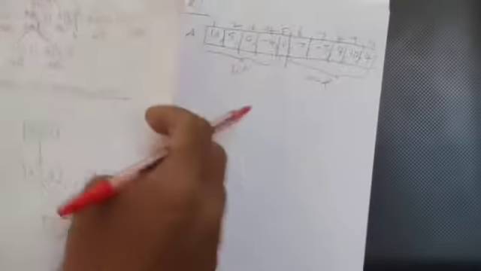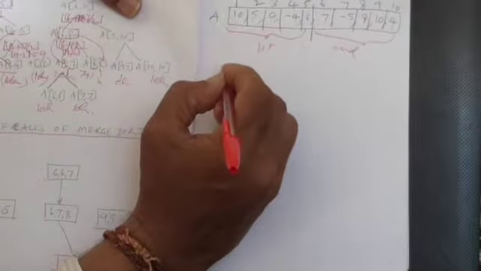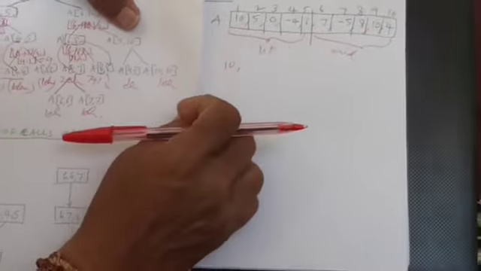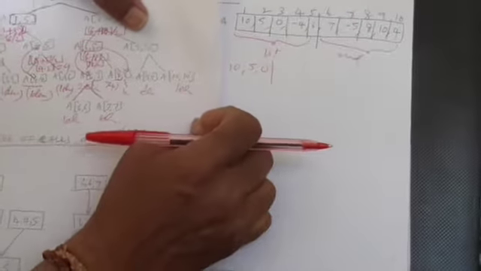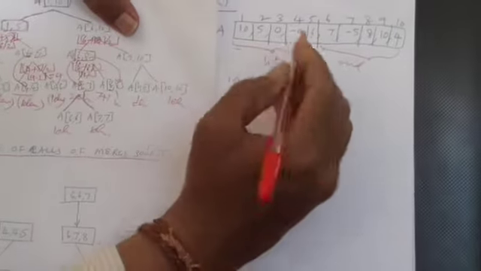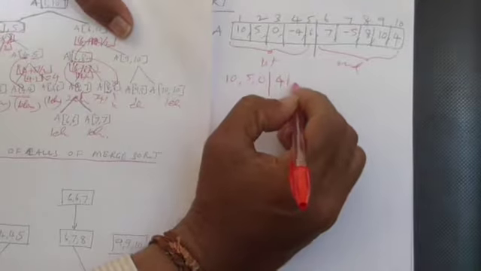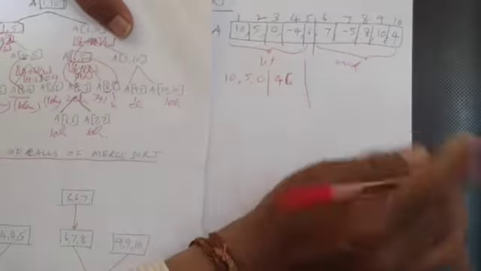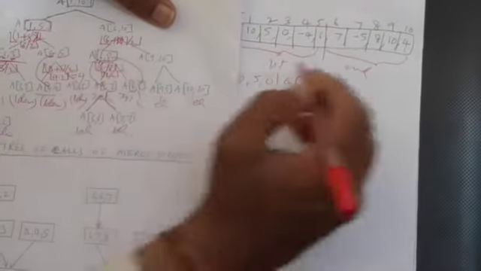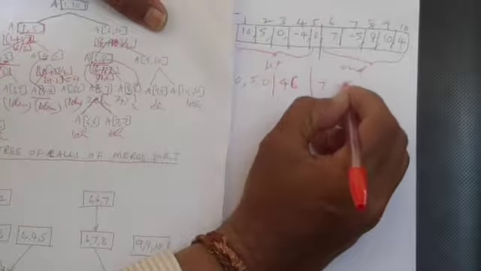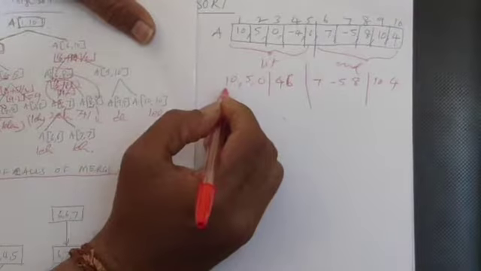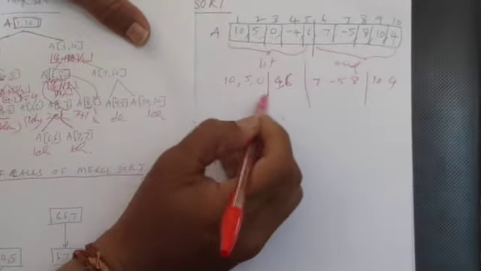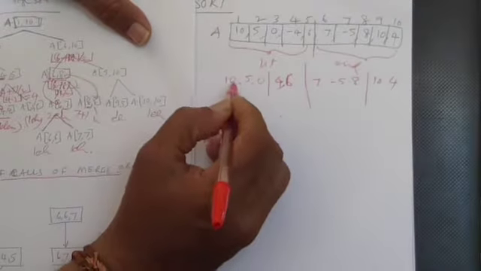So when you go by this, now if you say 1, 2, 3, so 10, 5, 0, one part, and 4, 6, the other part, and on the other side, 6 to 8: 7, minus 5, 8, one part, 10 and 4, the other part. Now, there are more than one element here. There is more than one element here. So, as I said, it needs to be further divided.